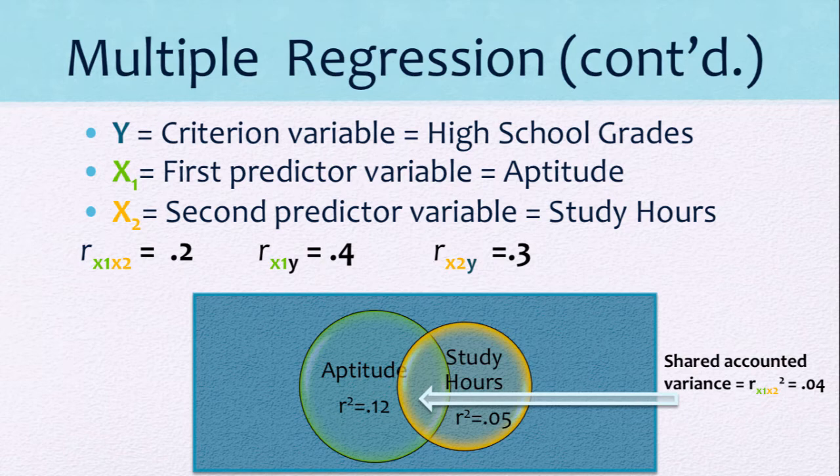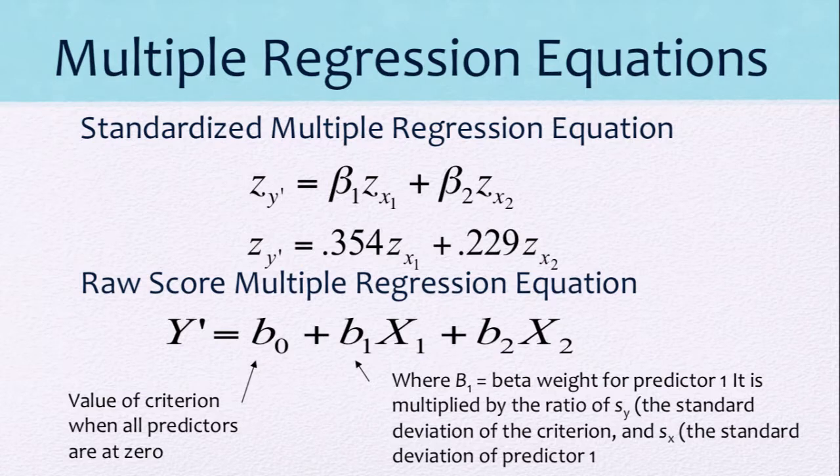Although aptitude accounts for 16% of the variance in high school grades independently, and study hours accounts for 9% of the variance in high school grades independently, of the total 25% of the variance accounted for, 4% is shared. Thus, 12% represents the variance in high school grades uniquely accounted for by aptitude, and 5% represents the variance in high school grades uniquely accounted for by study hours. This Venn diagram helps to simplify the complexities of multiple regression.